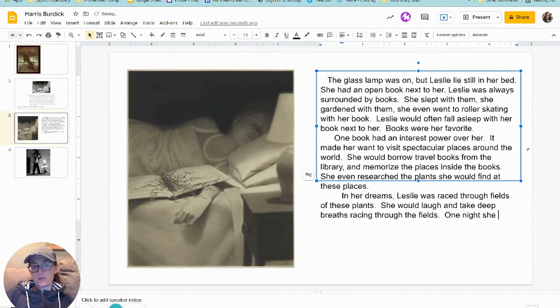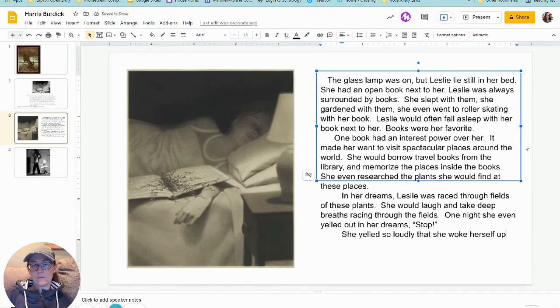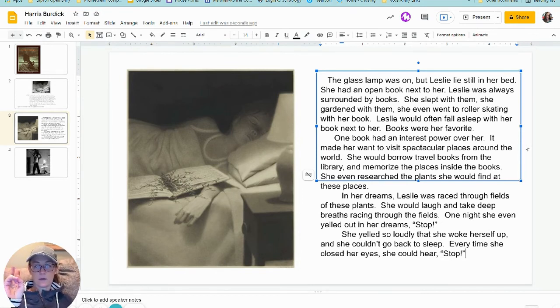One night, she even yelled out in her dreams, "Stop." She yelled so loudly that she woke herself up, and she couldn't go back to sleep. Every time she closed her eyes, she could hear, "Stop." I have characters talking, characters moving, and he's thinking.